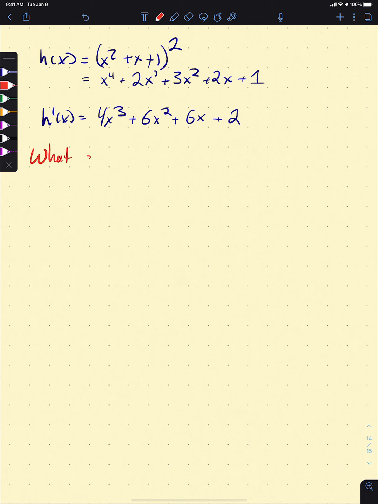But here's my follow-up question. What if I increase the power, right? What if I have capital H of x? It's x squared plus x plus 1. What if I raise it to the power 10? Wouldn't be too bad, right? It would be very, very tedious, but it wouldn't be particularly difficult. We'd have to be very careful not to make simple addition errors.